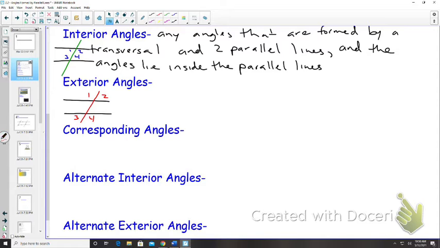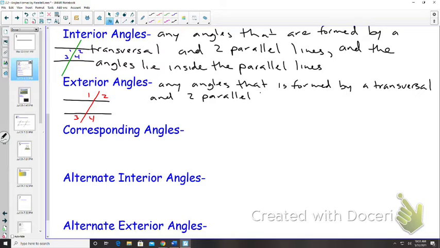Okay, these are any angles that are formed by a transversal and two parallel lines, and the angles lie outside the parallel lines.